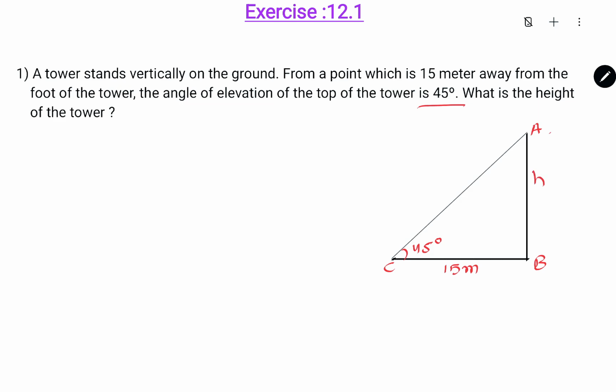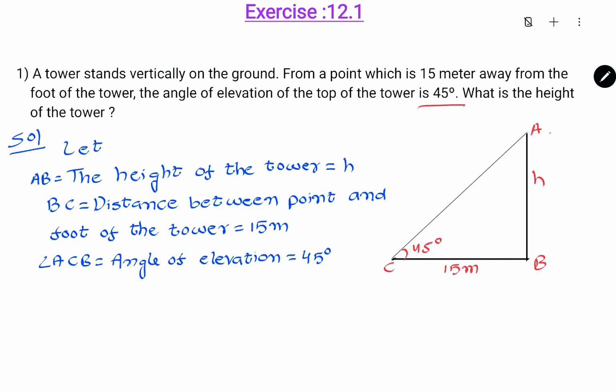Now write the given data. Let AB be the height of the tower, H. BC is the distance between the point and the foot of the tower, 15 meters. Angle ACB is equal to the angle of elevation, 45 degrees. Here for this theta we have the adjacent side and we need to find the height of the tower. For this we use the tan ratio. Tan theta is equal to opposite side by adjacent side.